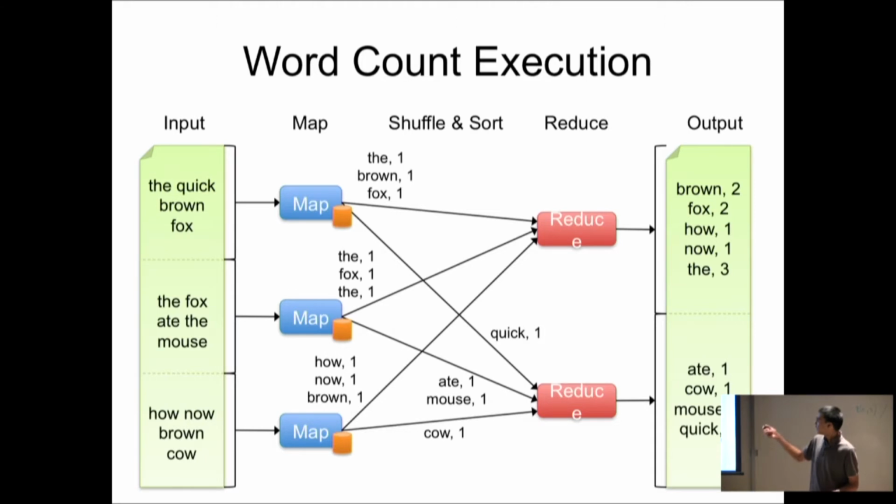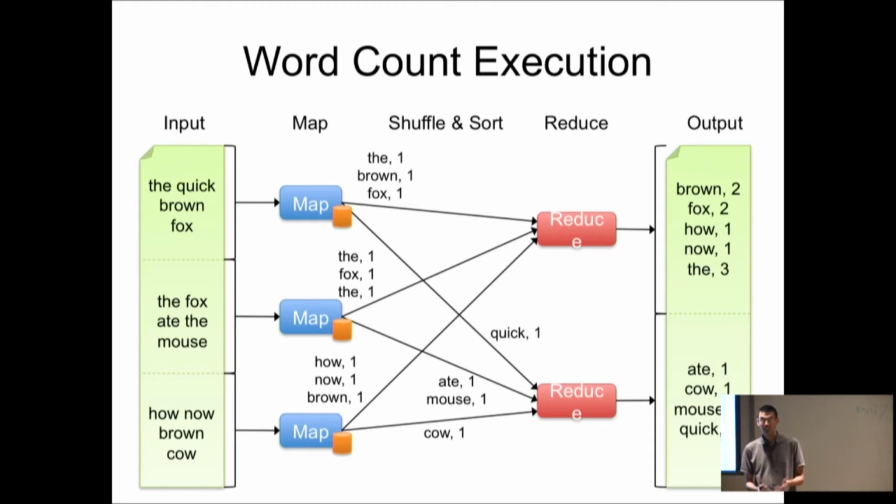Now, there's an intermediate phase here that I didn't describe to you so far, which is called the shuffle and sort phase. And what the shuffle and sort phase does is that it makes sure that all of the values belonging to the same key reach the same reducer. Right? So for example, we have the word fox here appearing in the second document and also in the first document. Right? We want the values for fox to come to the same place so that we can add them up together. So this is handled automatically by the framework.